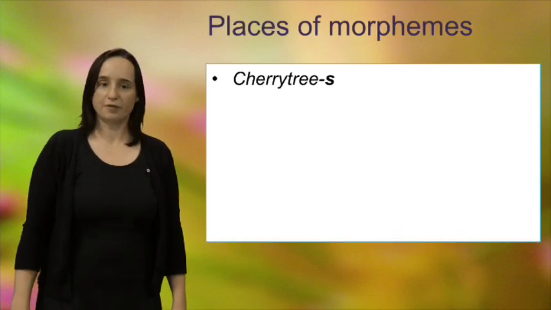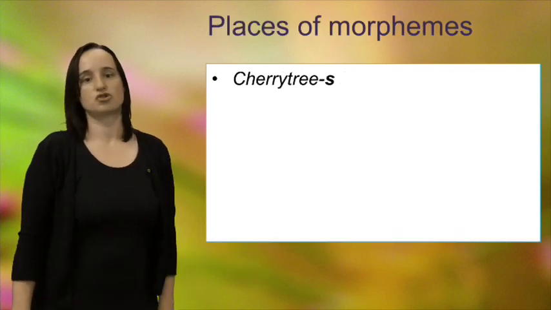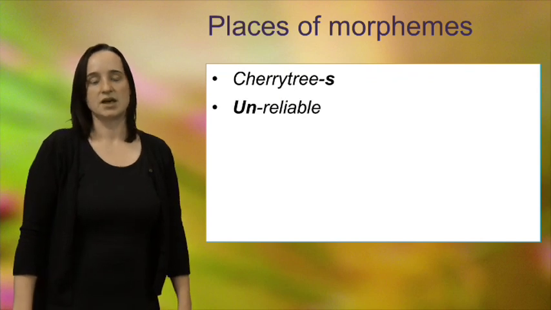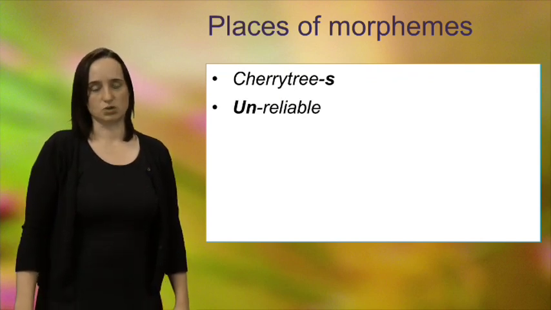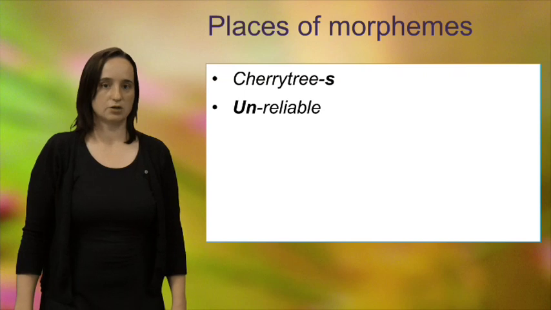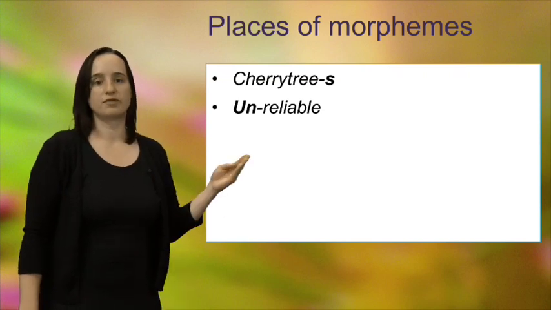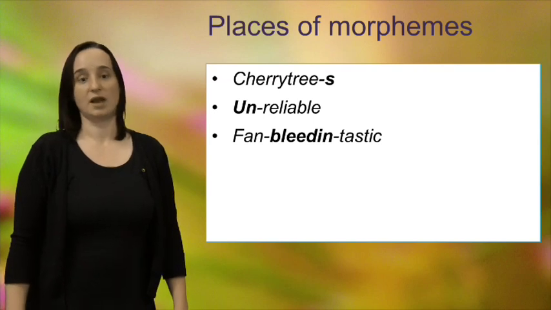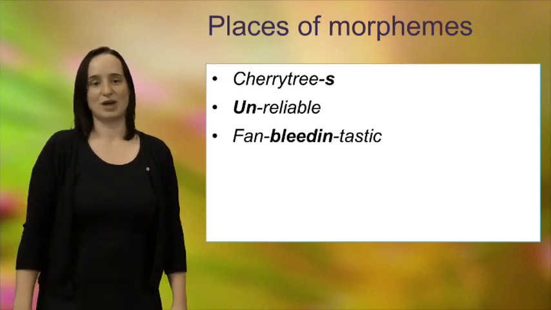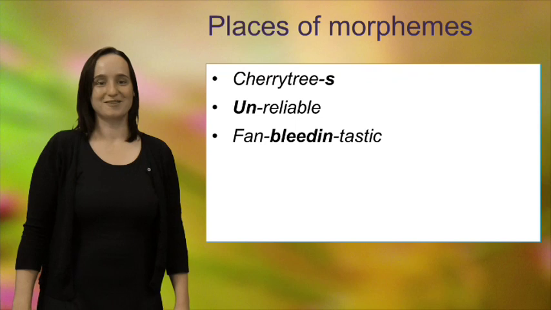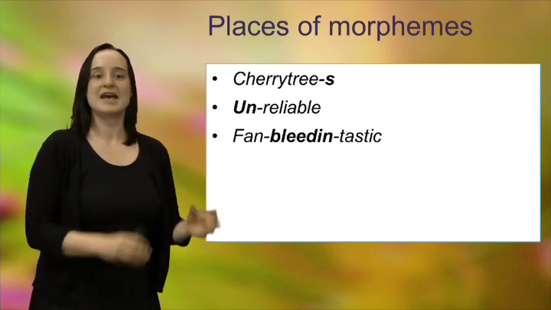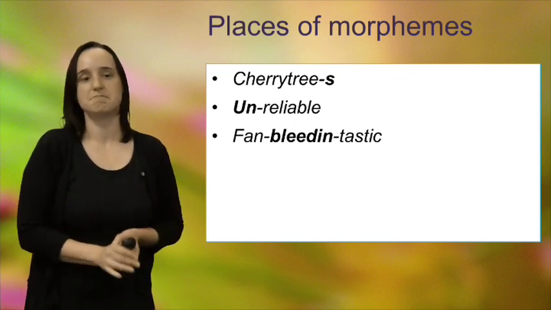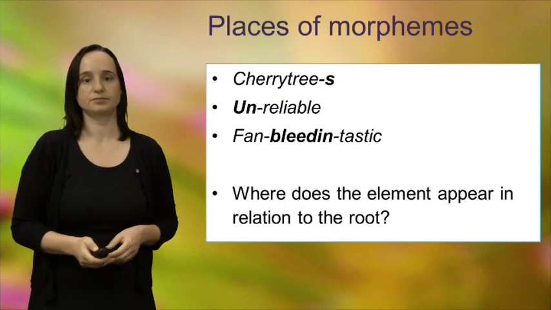So where can morphemes appear? We've seen cherry trees, the -s appears at the end, but there are also other elements where bound morphemes appear elsewhere. So in unreliable, the bound morpheme un- appears before reliable. And in fun-bleeding-tastic and other swear words, we find that the bound morpheme or the element appears in the middle of a word, in the middle of a root.